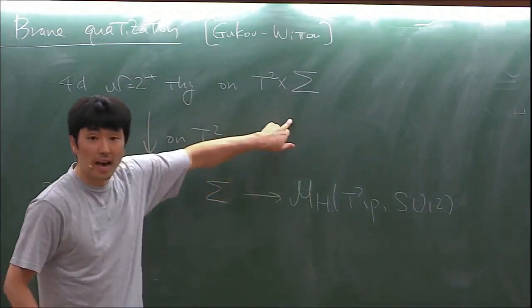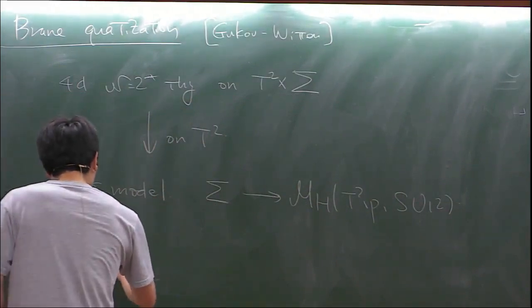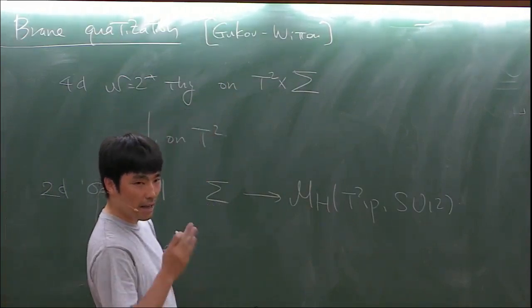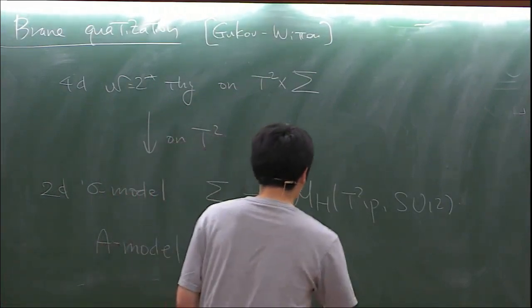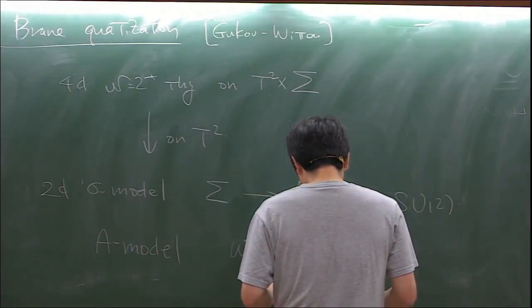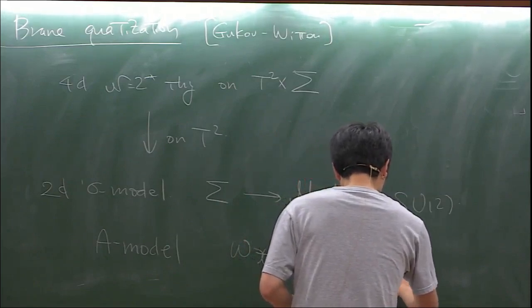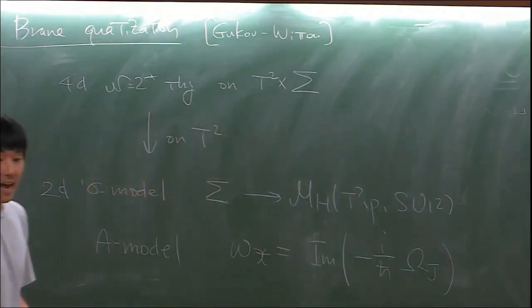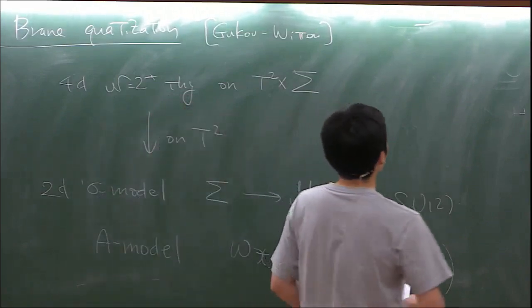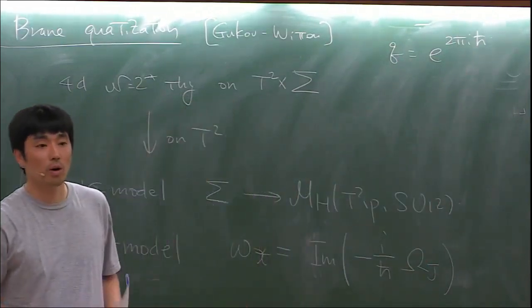And since sigma can have a boundary, you have to specify the boundary condition on this sigma. And I'm interested in the A-model. With respect to the A-model, the boundary condition is given by A-branes, with respect to omega x, which is the imaginary part of minus 1 over h bar omega j. So I scale the holomorphic symplectic form by 1 over h bar, and h bar is given by 2 pi i h bar. Q is related to h bar in this way.